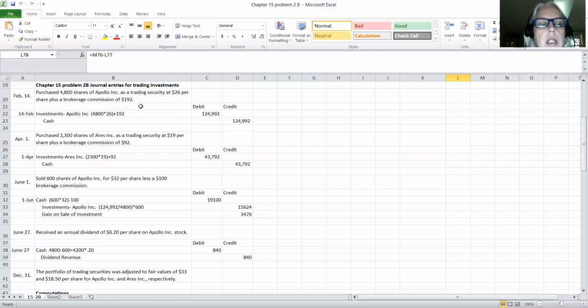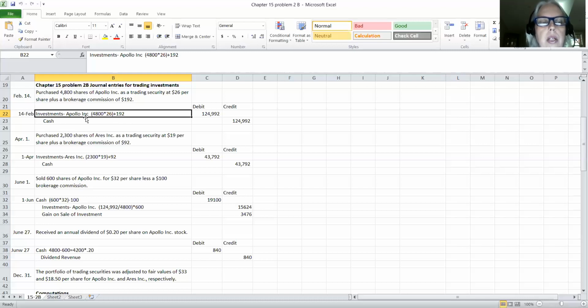So the brokerage commission will be added to the cost of the stock to get the total amount of our investment. So on February 14th, when we create the journal entry, we would debit the investments in Apollo stock. The investments is a current asset since this is a trading security. And if we were preparing a balance sheet, which we're not at this time, but if we were, it would be located in the balance sheet assets section, current assets.